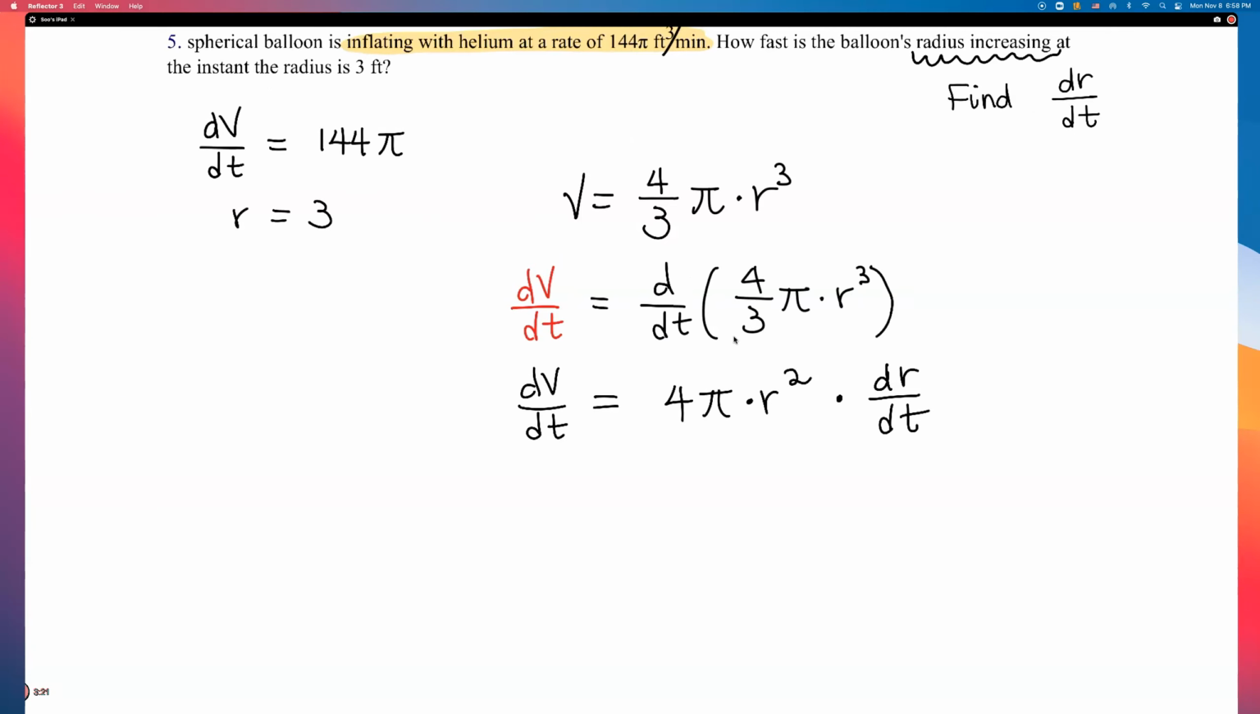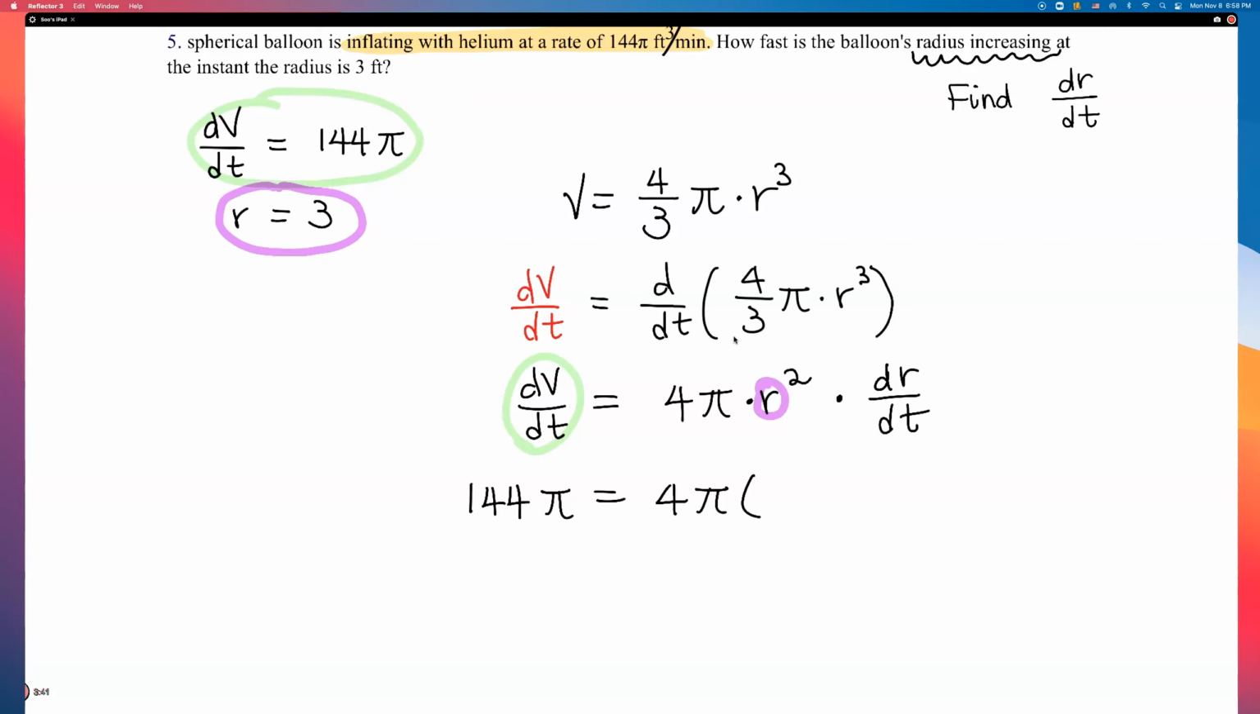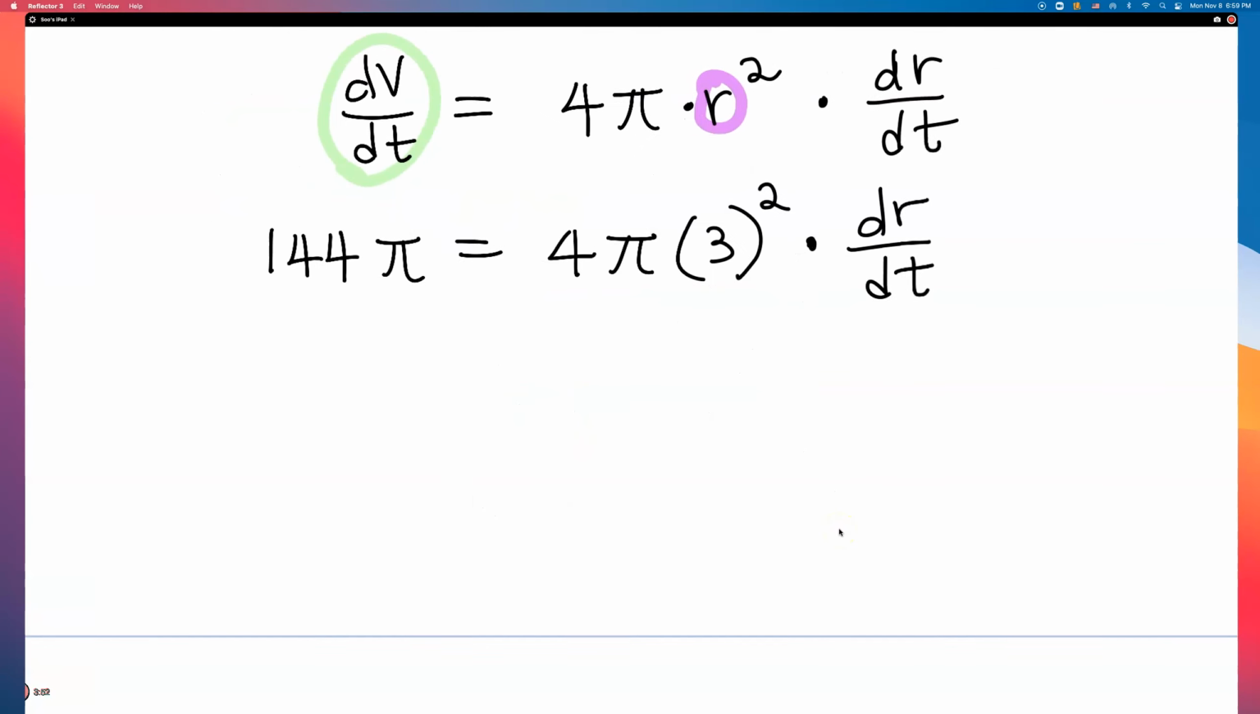They said dV/dt. Now look, this is interesting. What they gave us is the other side of the equal sign. 144 pi equals 4 pi times. Now what else did they give us? That the radius is 3. The radius is 3. So I'll put the 3 here. But what they want us to find is that change in radius with respect to time. So I'm going to go ahead and see if I can simplify this.